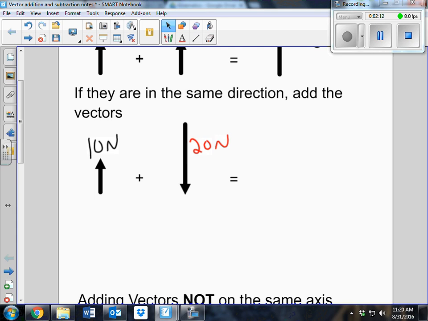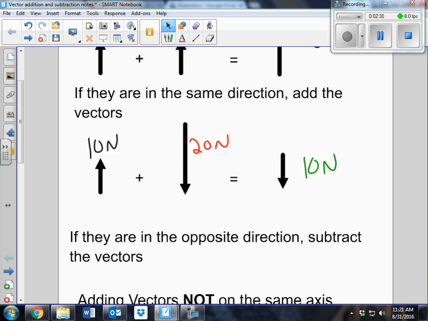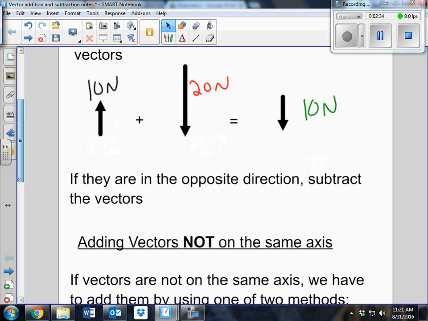Since the vectors are in the opposite direction, you subtract them. And since you subtract them, it would be 10 newtons, and they would be winning because they're pulling with more force. So when vectors are in the exact opposite direction, you subtract them. That's the key thing here. The same direction, you add them together. If they're in the opposite direction, you subtract the vectors.